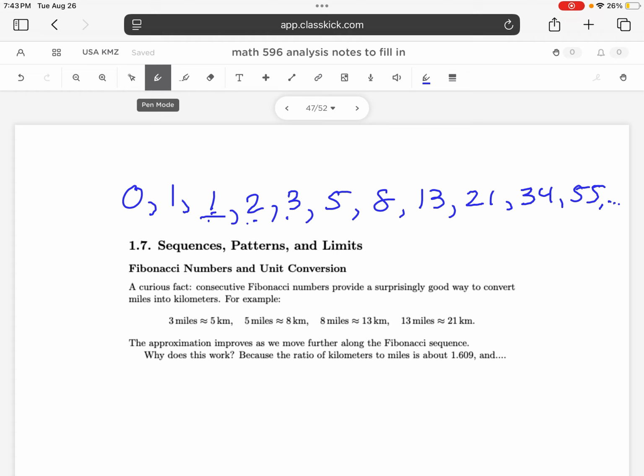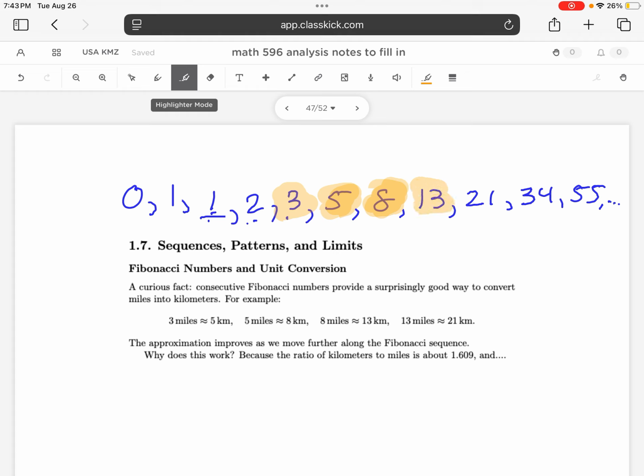And what we saw in the warm-up is that consecutive Fibonacci numbers, two Fibonacci numbers that are right next to each other, give us a nice way to convert from miles to kilometers. So 3 miles is approximately the same as 5 kilometers. 5 miles is approximately the same as 8 kilometers. 8 miles is approximately the same as 13 kilometers, and so on.